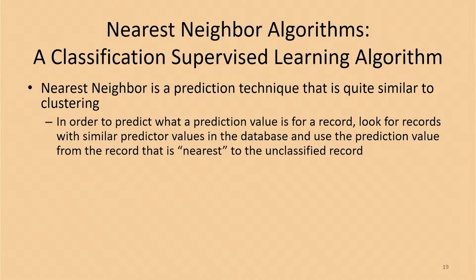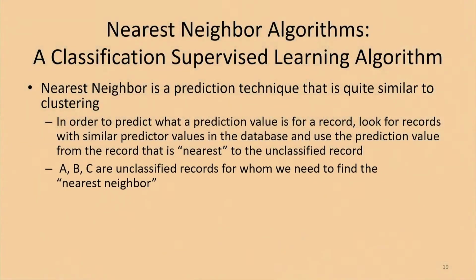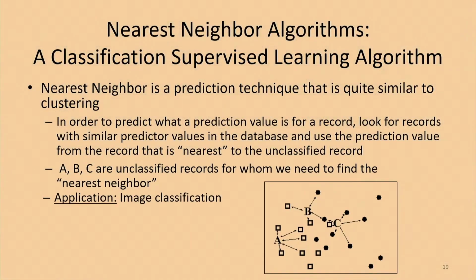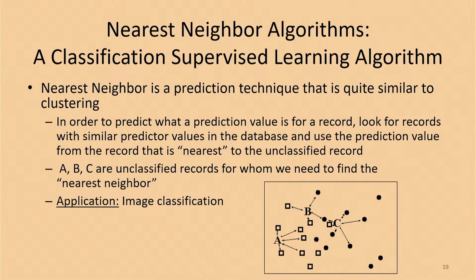In order to predict the prediction value for a record, look for records with similar predictor values in the database and use the prediction value from the record that is nearest to the unclassified one. This is pretty logical: if we are trying to predict something, see what the scenario is for a similar one. These are the unclassified records for whom we need to find the nearest neighbor.